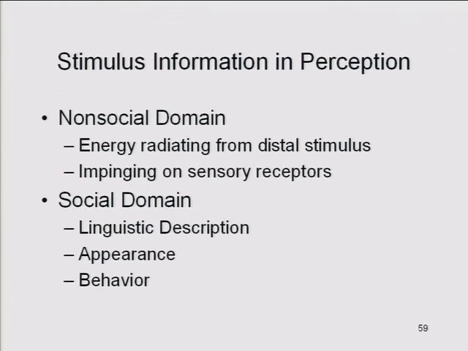Okay. In the non-social domain, perception is what we do with a pattern of stimulus energy that radiates from a stimulus and falls on our sensory receptors. And that's what we do in the social domain as well, except that we don't think about it that way typically. If you look at the whole history of studies of person perception and impression formation that have come down to us since Asch did the first one in the late 1940s, most of the stimulus information in studies of social perception comes in the form of linguistic descriptions.